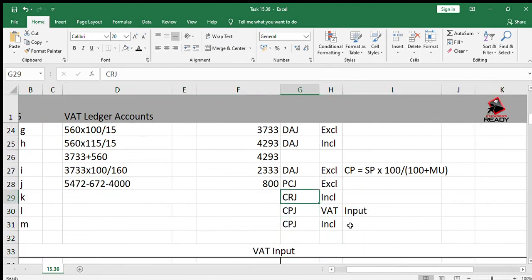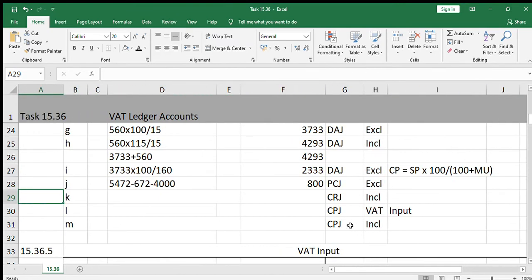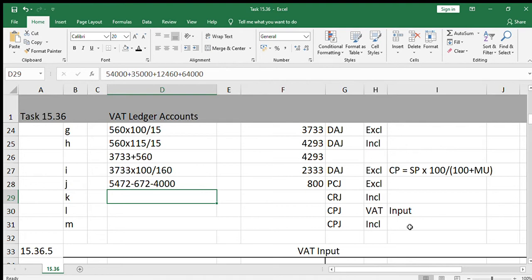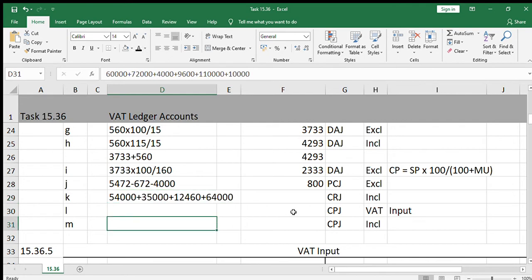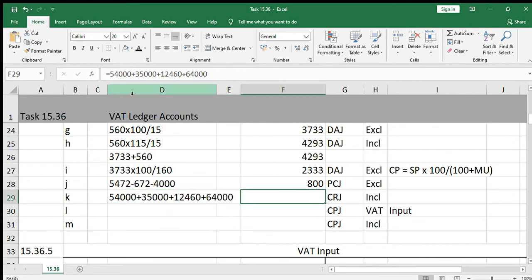Okay, then going on to K, we are now in the CRJ. Okay, so in the CRJ, the figure which is missing is the bank figure. Okay, now the bank figure, we're going to take the sales plus the fee income plus the VAT. Okay, we're going to ignore cost of sales. Then we'll take the debtors control receipts and we'll ignore discount allowed. Okay, because bank is only the actual amount of money received. Okay, so it's not the discount because that's not money received.